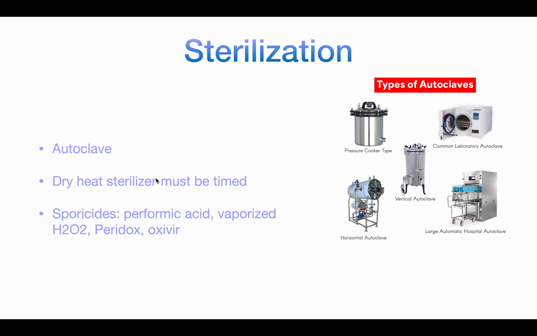Dry heat sterilizers exist. They can be like flash sterilizers. They can be like just the common types of autoclaves. But the sporicides we need to know about are the performic acid, vaporized hydrogen peroxide, a version called Paradox, and Oxyvir. So these are very good to not just disinfect. These are good to sterilize the environment, but they're toxic when encountered with the skin.